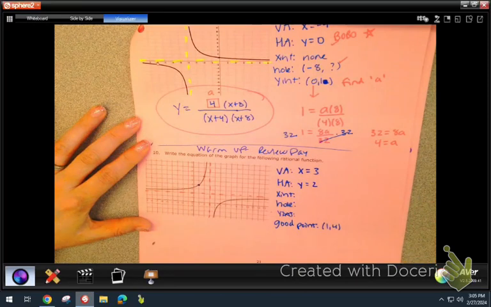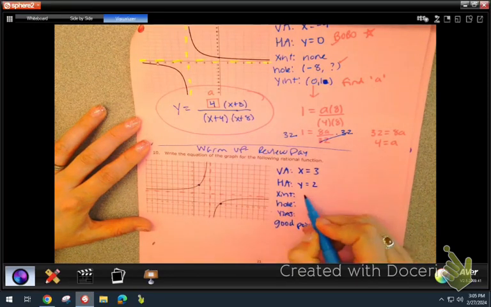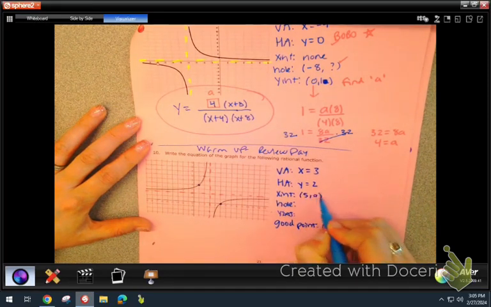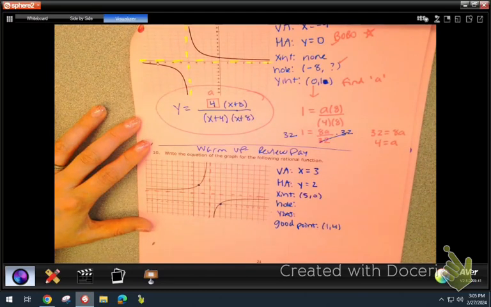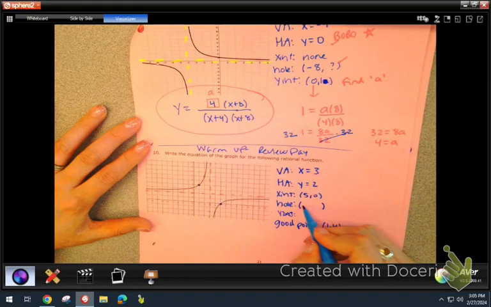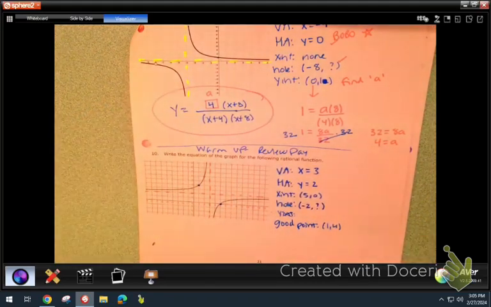X-intercept, do we have one? Yes, it's at 5. Write your intercepts as an ordered pair. Hole in the graph, do we have one? Yes. What x value is it at? -2. Now, for writing equations, you really don't need that y value.